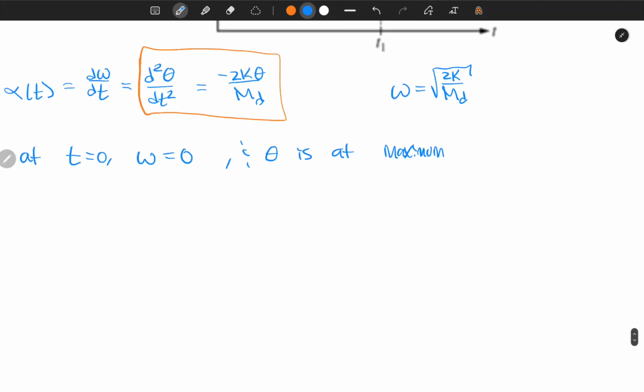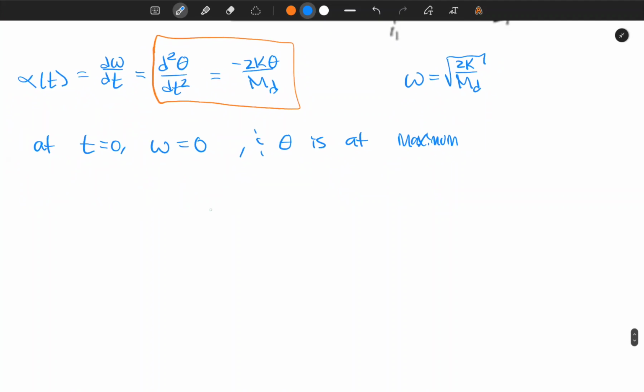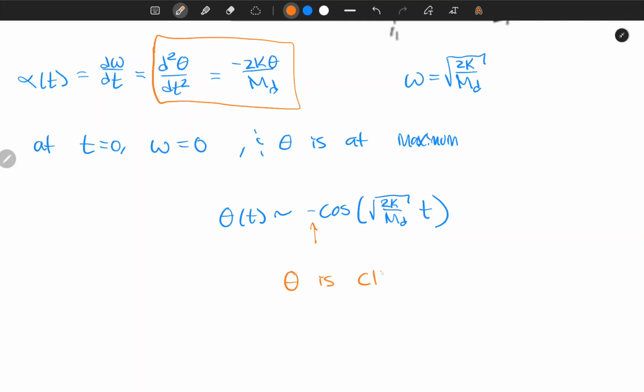The way that this is solved is by noting that theta of t is approximately equal to negative cosine of the square root of 2k over md times time. The reason that we have a negative here is because theta is measured clockwise. If you remember from trigonometry, theta going counterclockwise is considered positive. So here we have a negative theta because it goes clockwise.